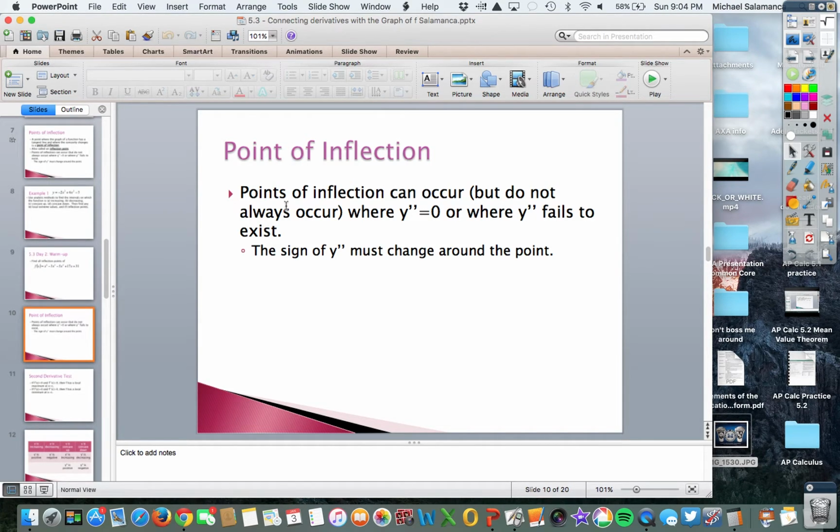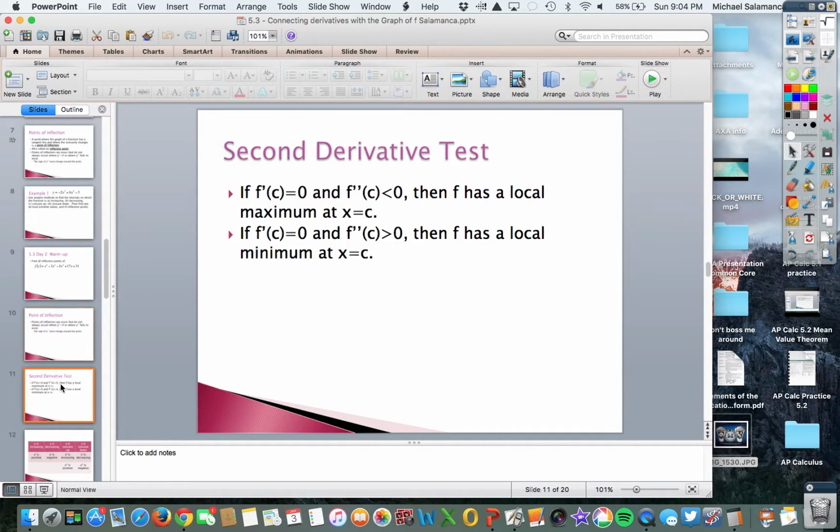Let's go over point of inflection. A point of inflection can occur, but does not always occur, where y double prime is equal to 0, and where y double prime fails to exist. So we're going to do that again, but let's go ahead and look at the second derivative test. It states that if f prime of c is equal to 0, and f double prime of c is less than 0, then f has a local max at x equals c. If f prime of c equals 0, and f double prime of c is greater than 0, then f has a local minimum at x equals c.